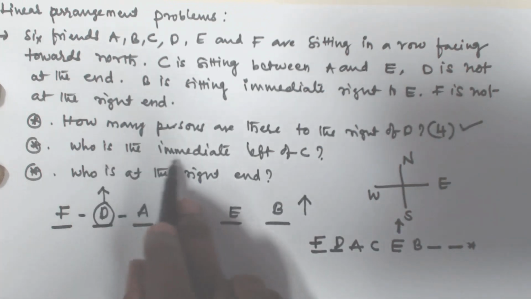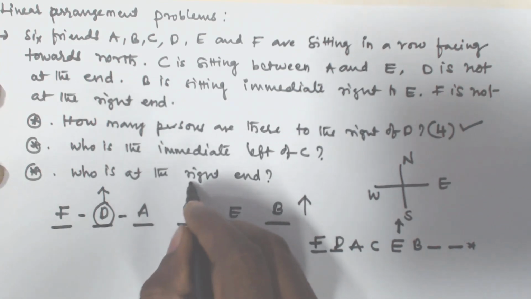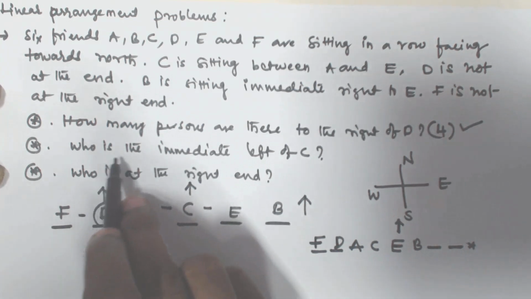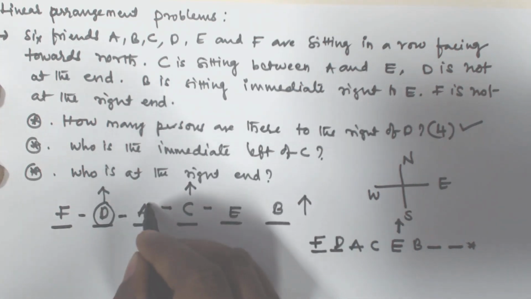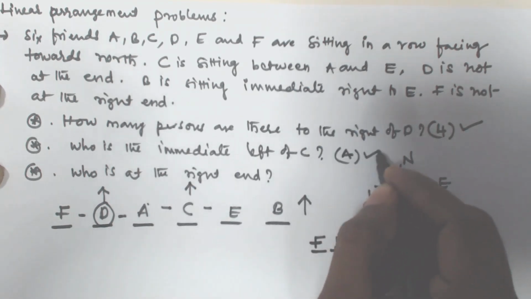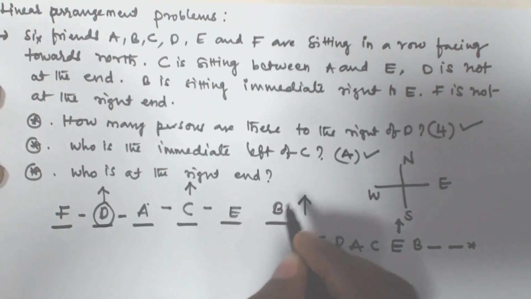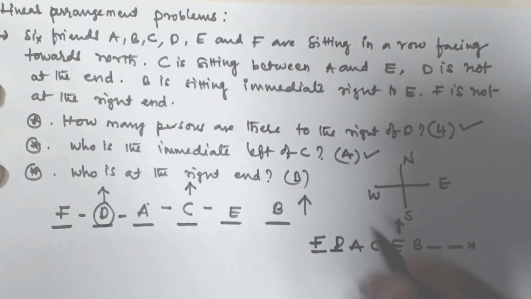Okay, so who is the immediate left of C? C is here, facing the north direction, so this is the right and this is the left. Immediate left of C is who? A. So the immediate left of C is A. So who is at the right hand? B is at the right hand.